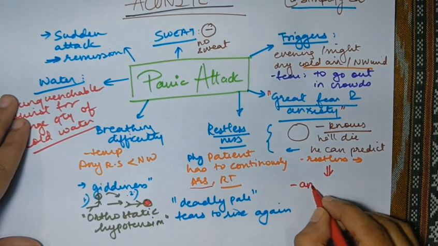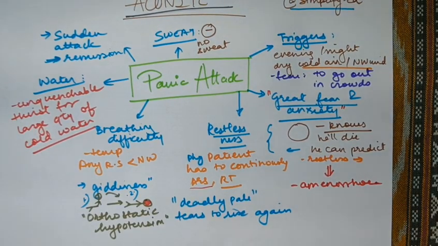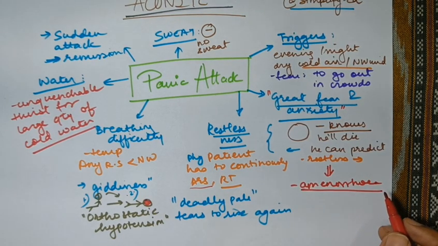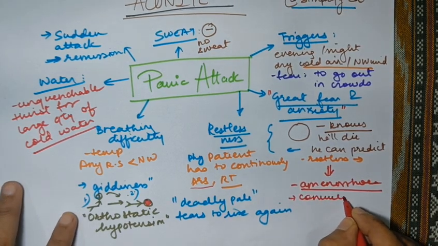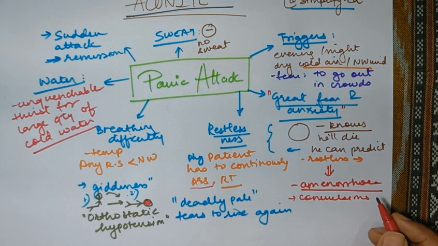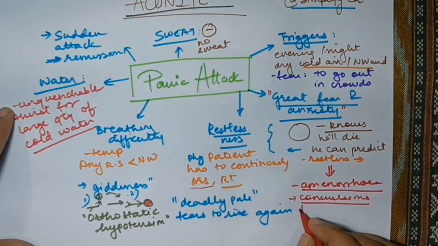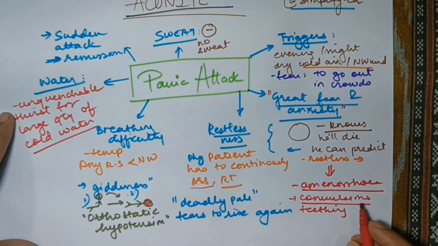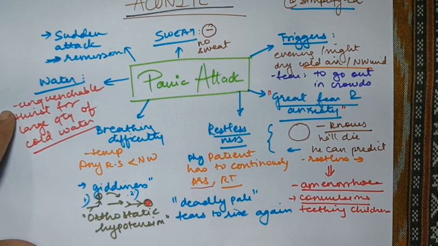What we do have is amenorrhea after fright, in young girls. Okay, then we have convulsions or epilepsy. This is again, it could be because of fright, like fright could be one of the reasons. Second thing which they've mentioned is in teething children. Okay, so first thing is teething children might have convulsions, and then amenorrhea in young girls.